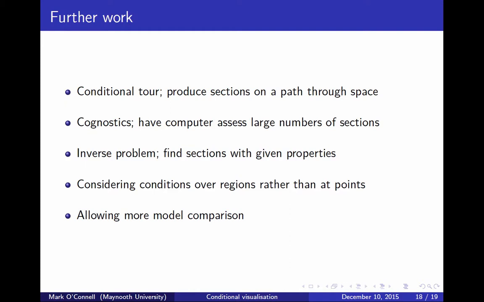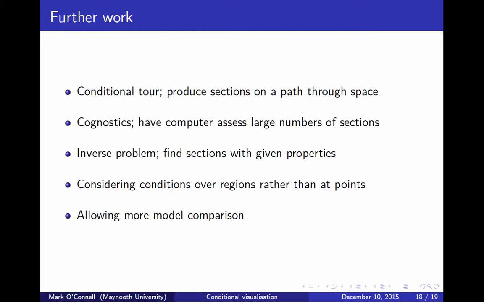In order to arrive at a selection of interesting sections, we could employ what Tukey called cognostics. This is basically having the computer look at a huge number of plots and selecting a subset for human examination according to some criteria. So we could get the sections we want to see without having to actually display and look at all of them. There is then the inverse problem.